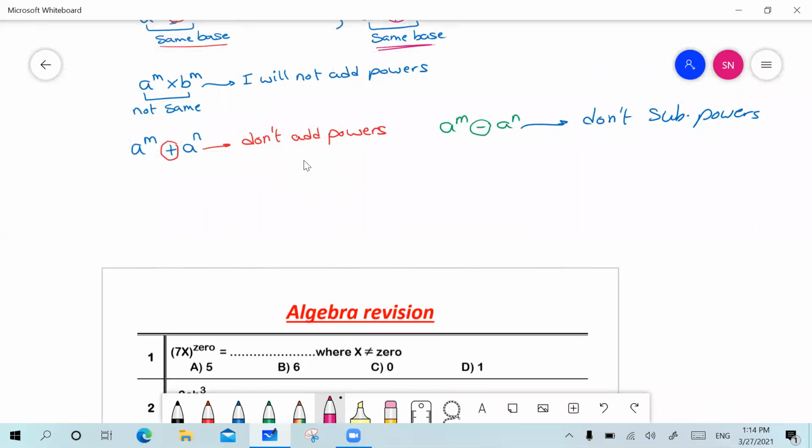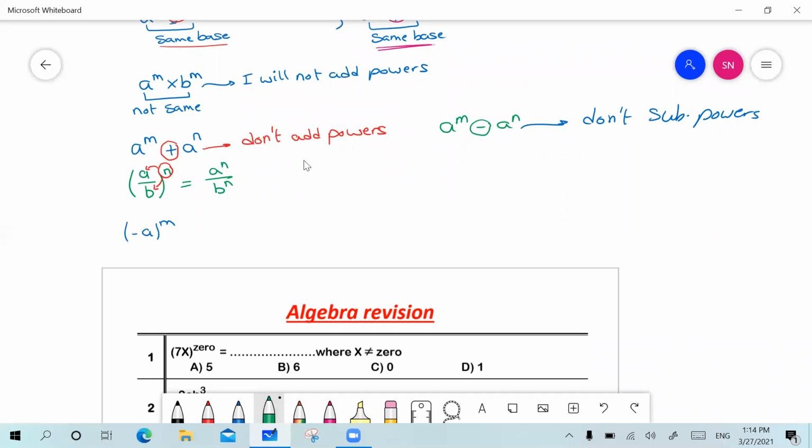Okay, then the next rule we took, for example, if I have a over b raised to the power of n, here I go and distribute the n on the numerator and on the denominator. So as a result, I'm going to have a to the power of n over b to the power of n.